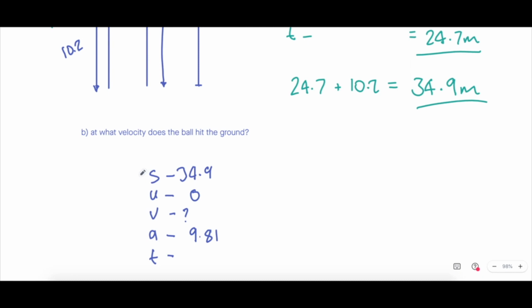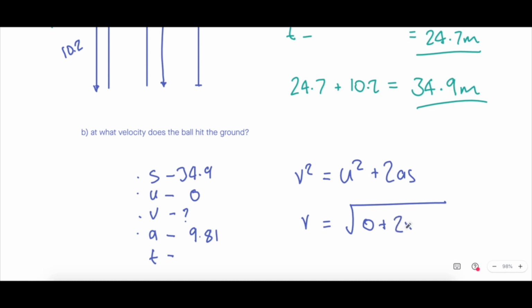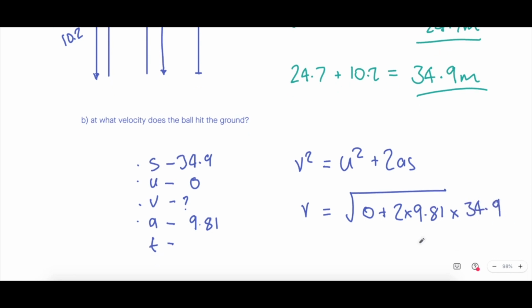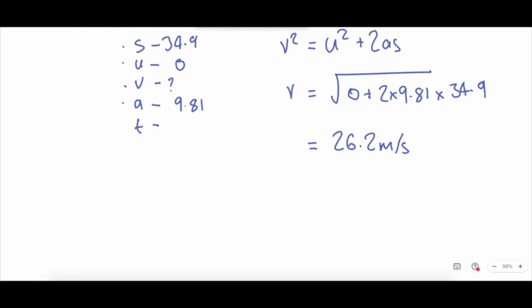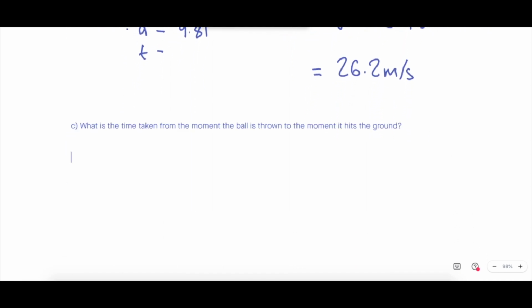So the equation we're going to use has S, U, V, and A in it. So that's going to be V squared is equal to U squared plus 2AS. So your V is going to be the square root of your U squared, which is just 0, plus 2AS, which is 2 times 9.81 times 34.9. And when you do that, you should get the answer 26.2 meters per second.